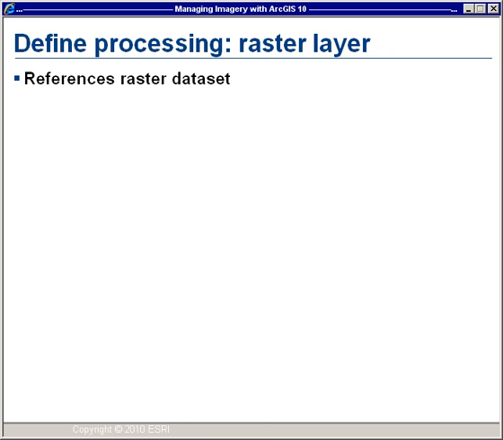One of the key management workflows that ArcGIS provides is being able to generate processed imagery without having to generate intermediate products. A raster layer is one example of how easy it is to define processing on the fly. A raster layer is created as soon as you add a raster dataset into any of the applications, such as ArcMap. You can also create one directly in the catalog. A raster layer references a raster dataset.